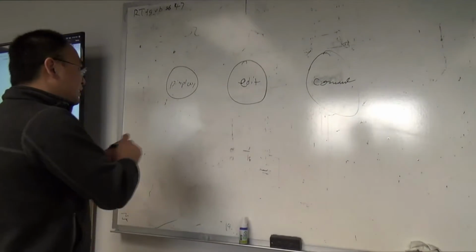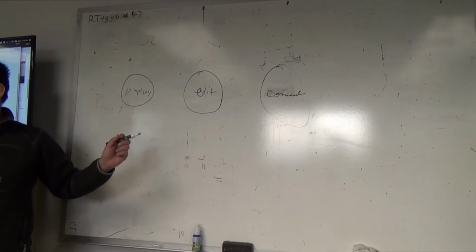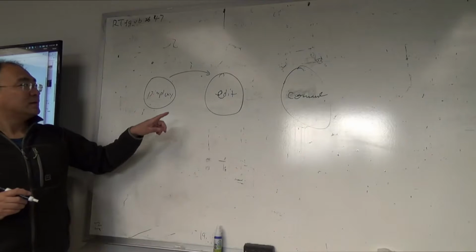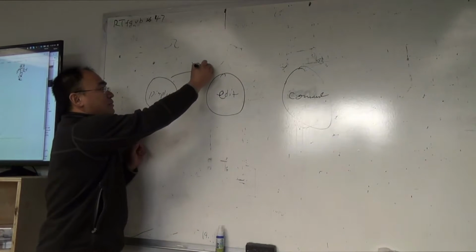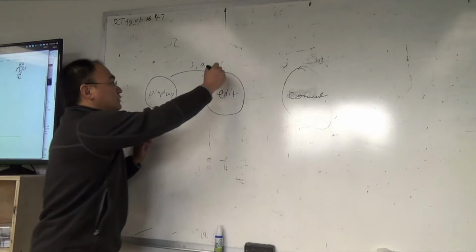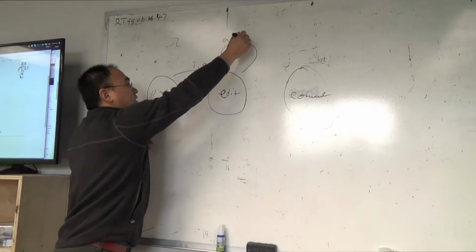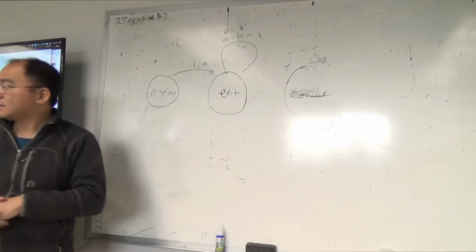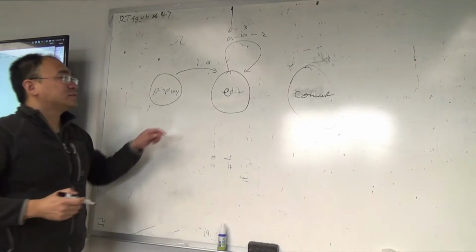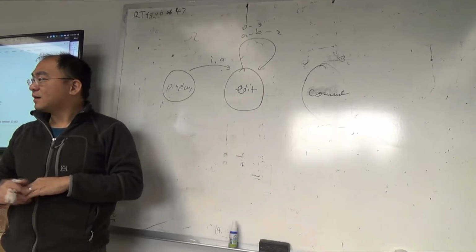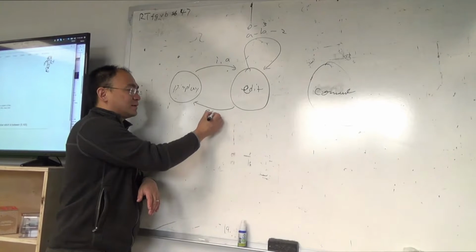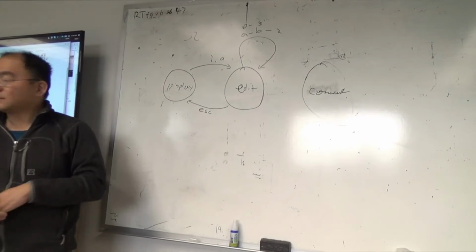Can anybody tell me, in display mode, how to go to edit mode? What key? Yeah, I. If you press I, it goes to edit mode, right? Or A, which is append. Now, in the edit mode, if you type other letters, A, B, C, all the way to Z and 0 to 9, does it change state? No. Whatever you type, you're still in the edit state. Only under what condition do you change state? Escape, right? So this is a state machine.